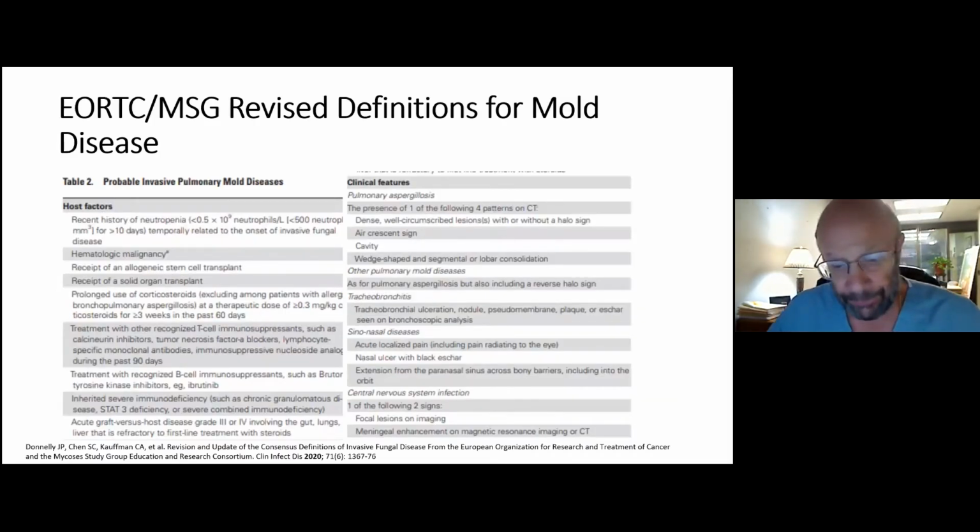So why this is important is they have to be plugged into these recently revised definitions. The EORTC-MSG revised definitions for mold disease, I think, are the most complex. Proven is easy, of course. That's a biopsy or a culture from a normally sterile site demonstrating the appropriate organism. But for patients with probable disease, you have to have the host criteria, which are listed here, and the clinical features, which are in the column on your right. And that includes radiographic features as well. So I'll show you those in a minute.